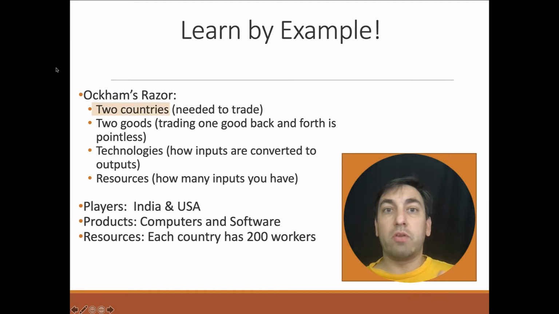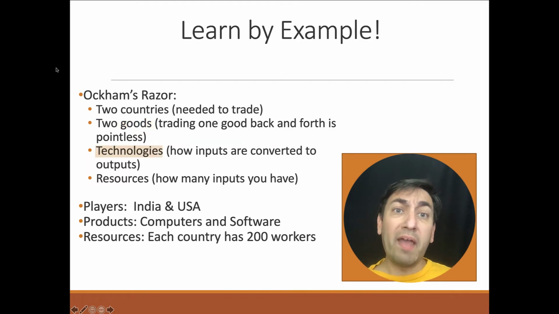What do we need in order to make a trade meaningful? We need two people or two parties, two entities of some sort. They need to have two different goods. If it was the same good being traded back and forth, it wouldn't be interesting. We want to have two different sets of technology. If everyone was identical, it wouldn't be very interesting. What we're trying to do is capitalize on the differences that people have throughout the world. And we need to talk about how many resources you have.